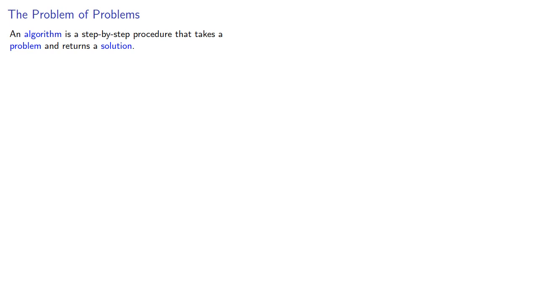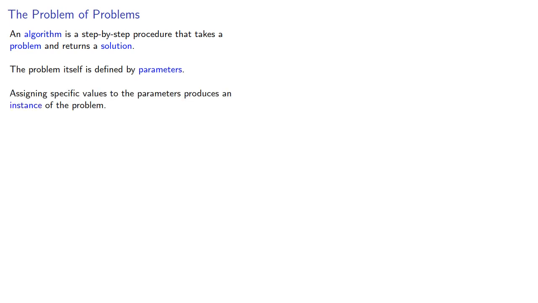An algorithm is a step-by-step procedure that takes a problem and returns a solution. The problem itself is defined by parameters. Assigning specific values to the parameters produces an instance of the problem.